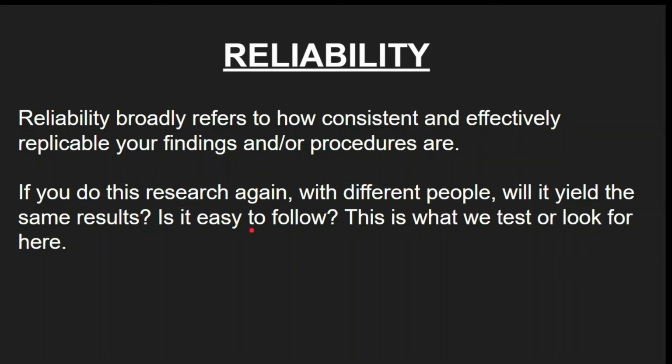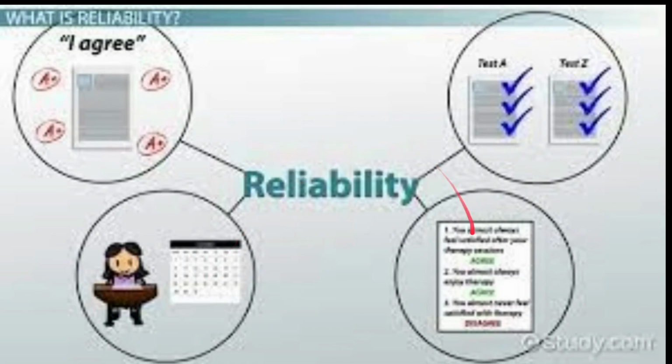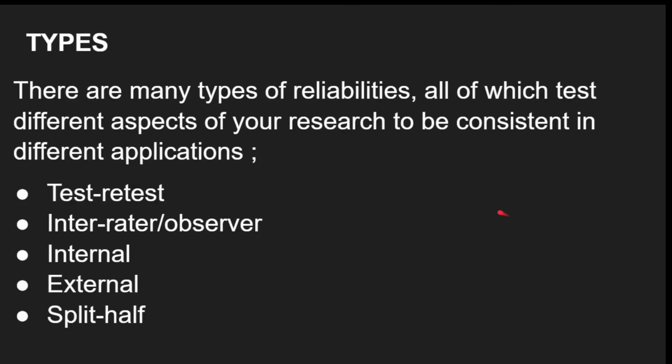Is it easy to follow? This is what we look for here. So again, this is technically what reliability looks like, right? Consistent, it's typical, it's more quantitative, right? Everyone's in agreement with the same thing. Test A and test Z are similar in checking, alright? So there are again types, not as many as validity, but there are still certain types to it, alright?